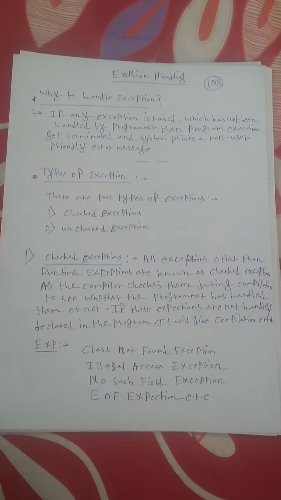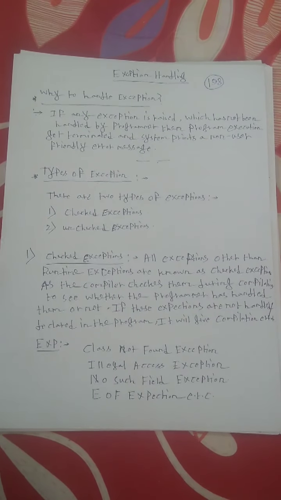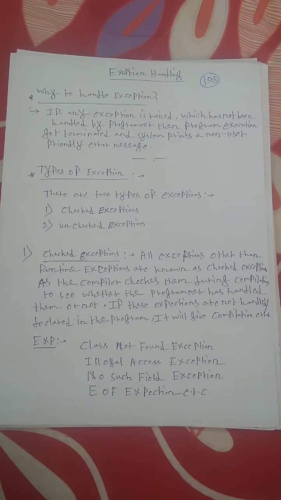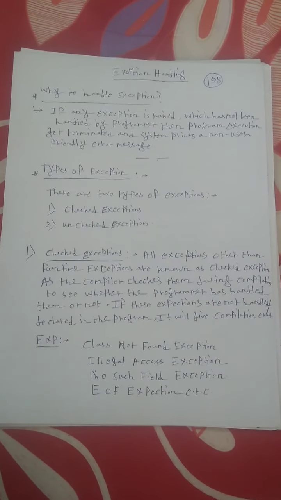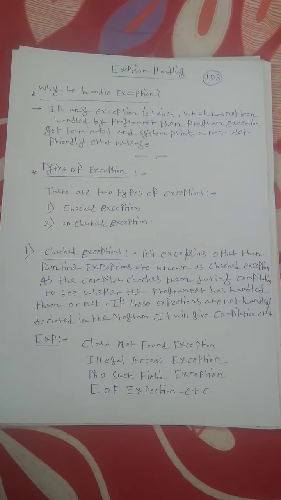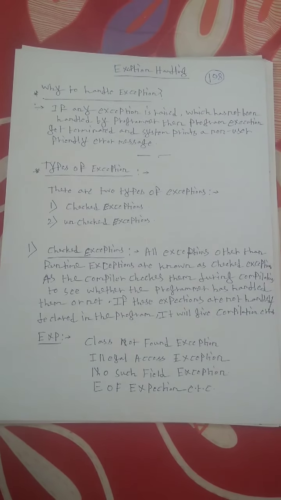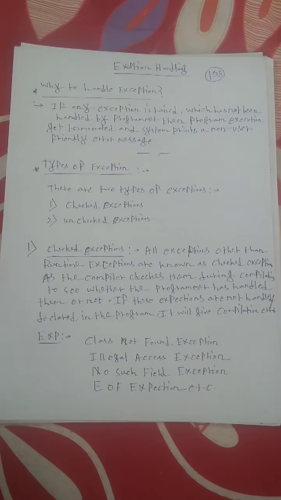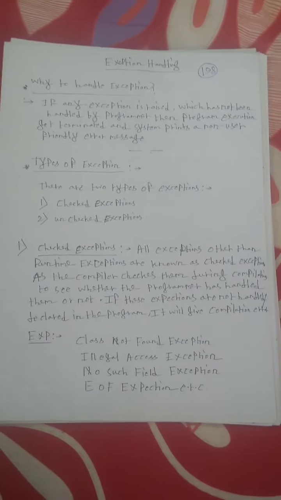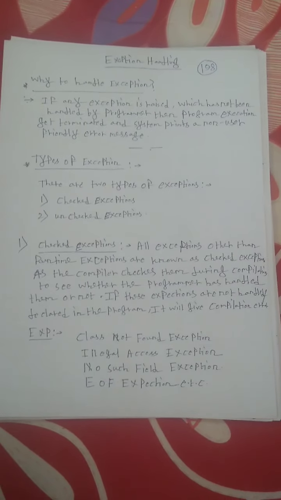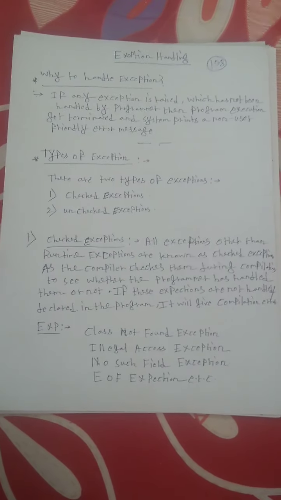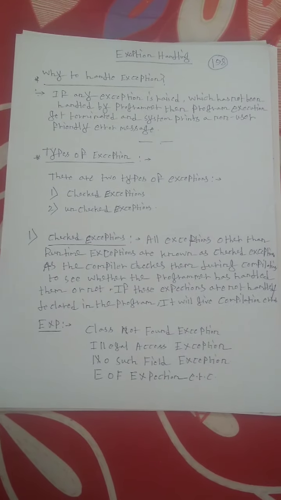As for types of exception, there are mainly two types: checked exception and unchecked exception. So what is checked exception? Checked exception means all exceptions other than runtime exception, the errors which occur before runtime in code. They are called checked exceptions as the compiler checks them when compilation is done for any code. So if any such error occurs, then it is called checked exception.